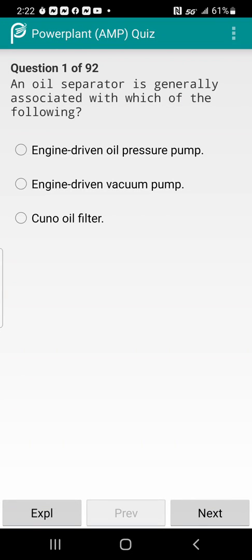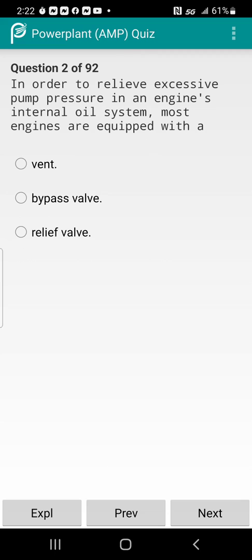Okay, lubrication systems. An oil separator is generally associated with which of the following? Engine-driven vacuum pump. In order to relieve excess pump pressure in an engine's internal oil system, most engines are equipped with a relief valve.